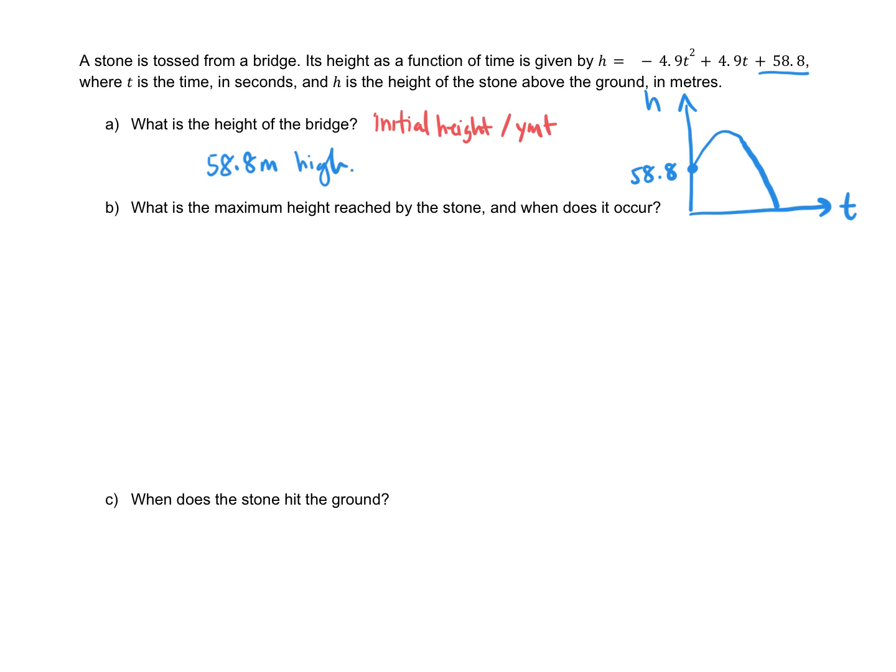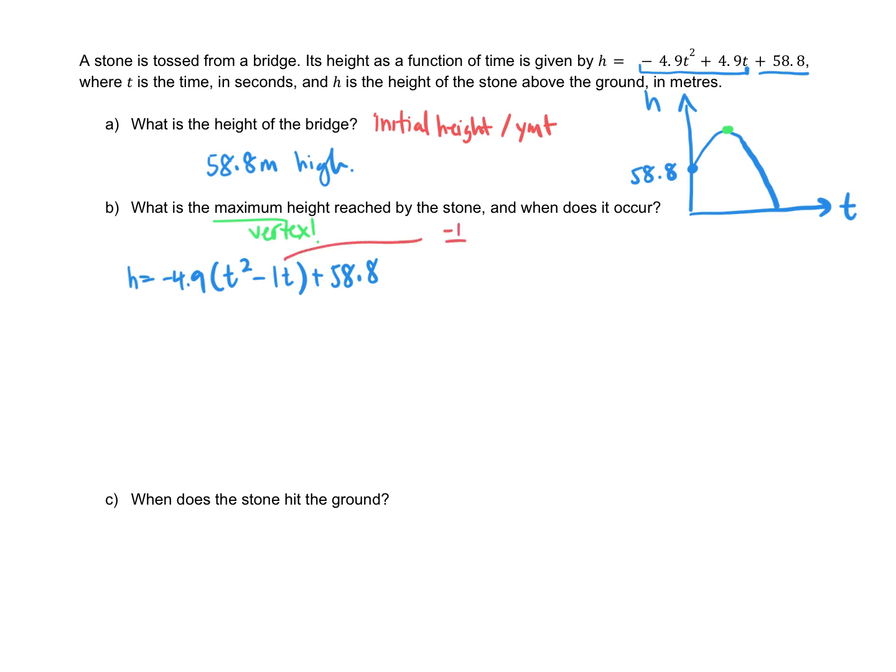All right, what is the maximum height reached by the stone and when does it occur? Here we're looking for the vertex because we saw the word maximum. So I'm going to complete the square here to get this into vertex form. First step, from the first two terms, I'm going to divide out that negative 4.9 carefully, so that I have t squared minus 1t, or just minus t. Okay, the constant stays on the outside. It's going to become that k value later on.